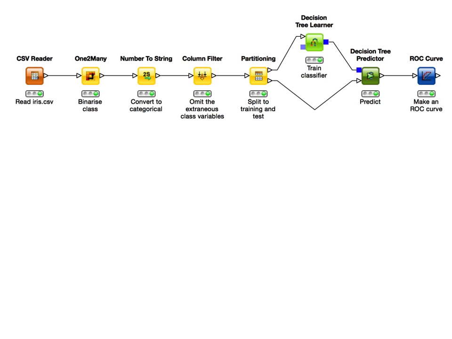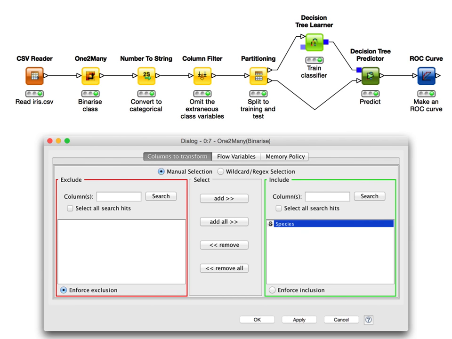So here we have a whole lot of nodes connected together in KNIME. On the left-hand side we have a CSV reader, and it's going to read the iris.csv file. So you already know how to do that. Next thing we're going to do is binarize the class variable. The reason I'm doing this is because, remember, the ROC curve can only deal with binary classifications. So I'm going to binarize the species attribute into 3 columns, one for Setosa, one for versicolor, and one for virginica.